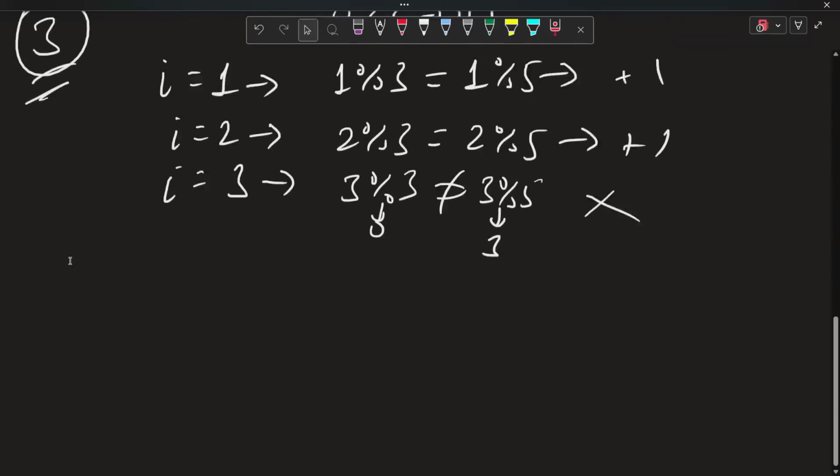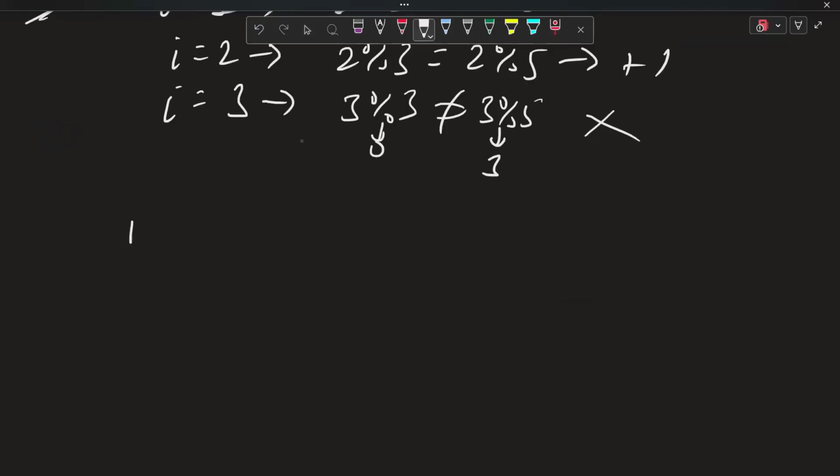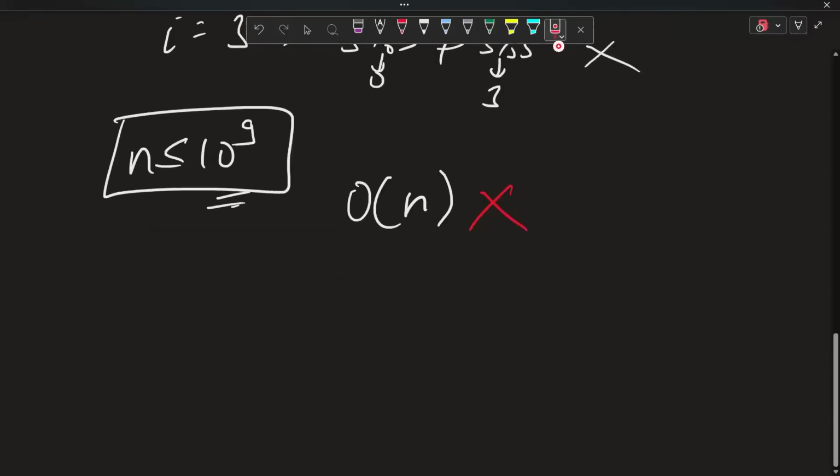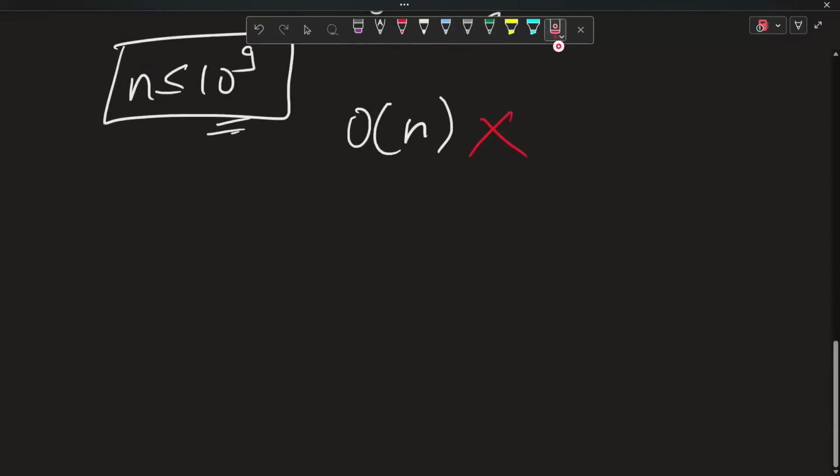Since you can see from the constraints that n is up till 10 to the power 9, you cannot do the brute force approach of checking all the numbers from 0 to n, because that would go in the order of n and this won't be accepted since n is 1e9. You need to find some way to solve it in maybe order of 1 or at max order of log n time. You cannot go order of n.